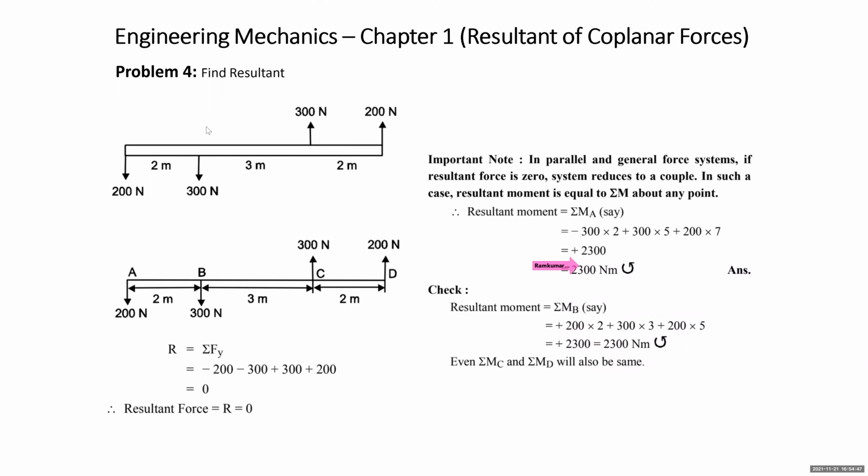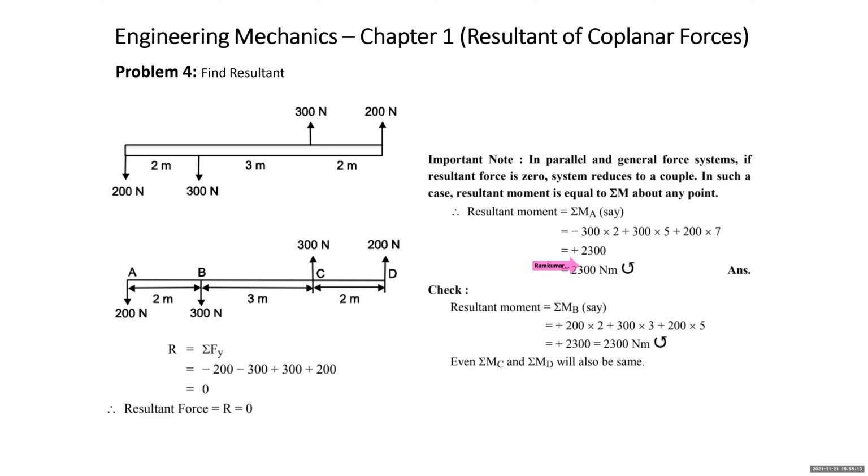Now we are given again a parallel force system acting on a bar. You have to find the resultant. I have drawn the diagram again here, same diagram. Now, this is 2 meter, 3 meter, and this is 2 meter. It is marked.